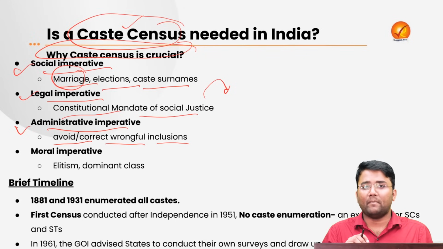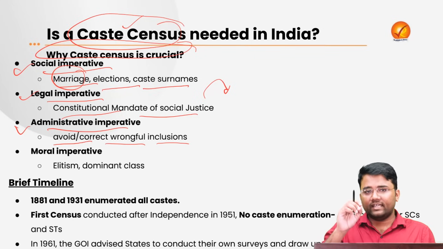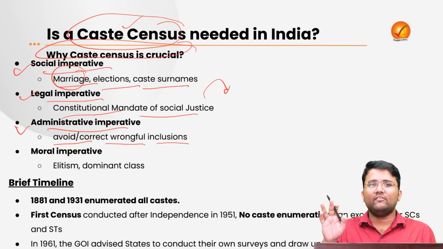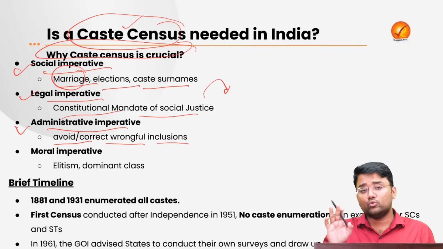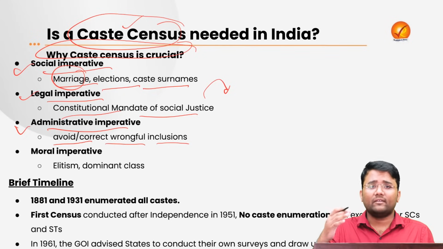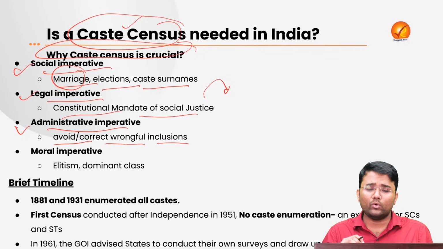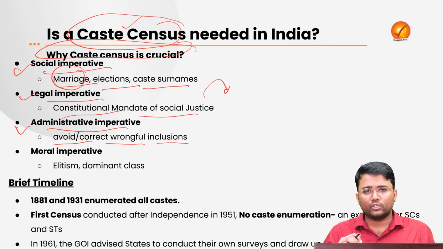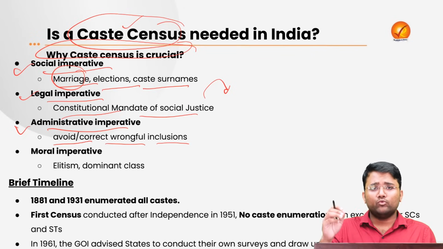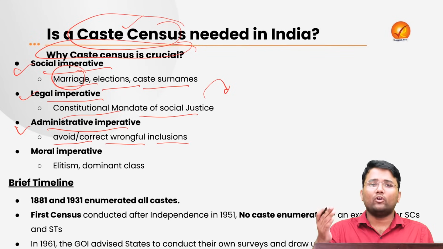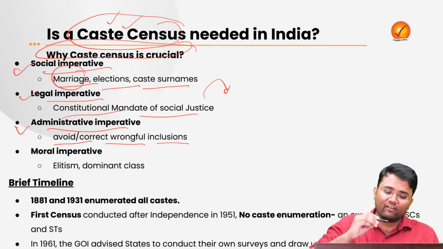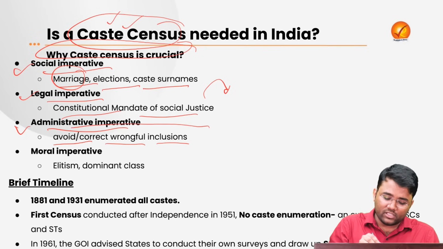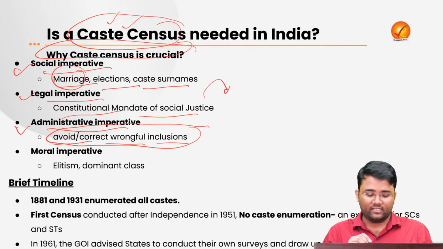For example, there might be some error that there is a caste that might be included in the scheduled caste, which is very well off, which does not need the resources that are mandated for the scheduled caste. However, there might be some caste which needs to be included in the scheduled caste because of their poor social conditions, but they are not included. So if we have a proper caste census, experts believe that these administrative wrongdoings can be addressed.